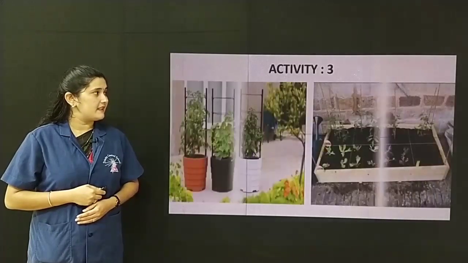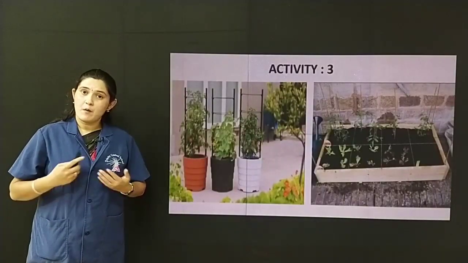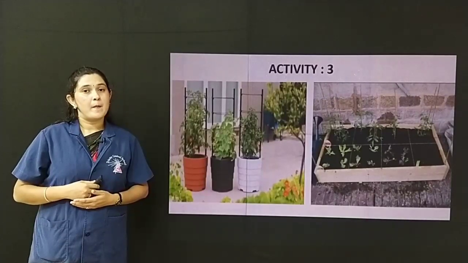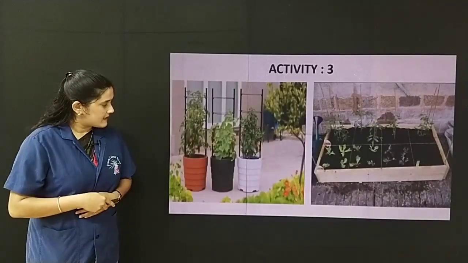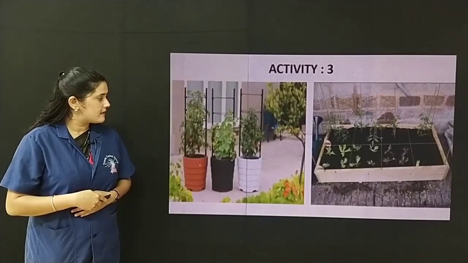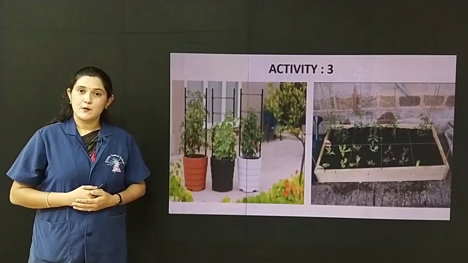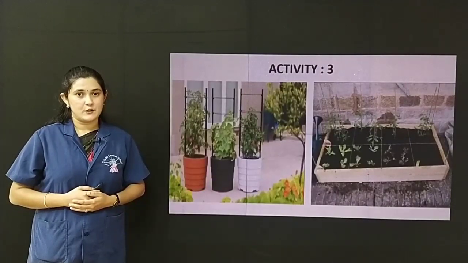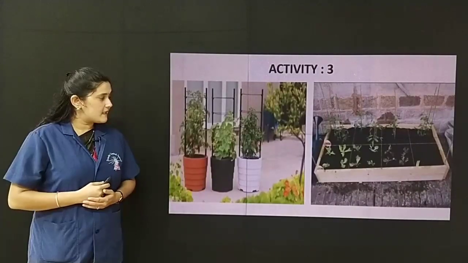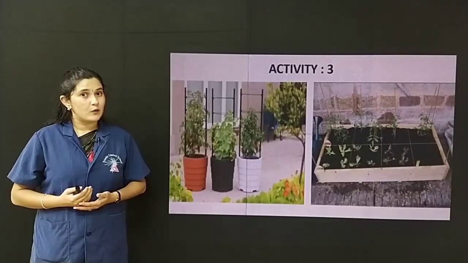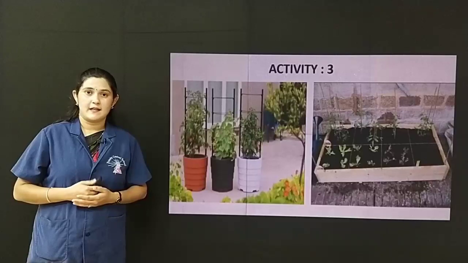Here is activity 3. You can make a small vegetable garden, maybe on your balcony or in your backyard. It is like this, maybe in pots. You can plant some vegetables, click a picture and send it to me. You can just sow the seeds and after 10 days see how the plant has grown and how you take care of it.